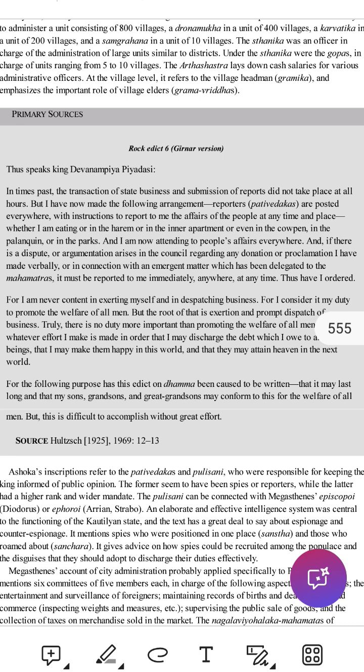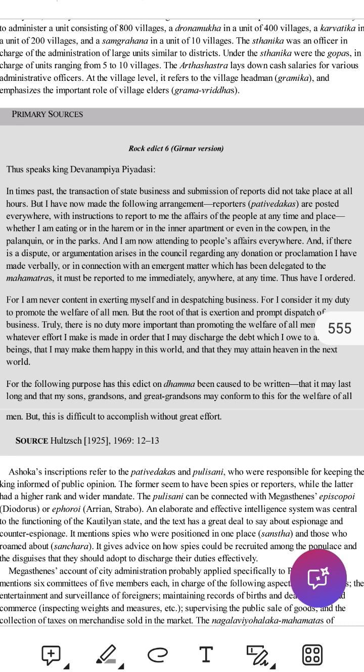4. What change did Ashoka make? Ashoka changed this system so that people could report to him anytime and anywhere. He wanted to stay updated about what was happening with his people at all times. How did he do this? Ashoka appointed reporters called Pativedakas. These were officials whose job was to tell the king about any news or problems in the kingdom, no matter where Ashoka was.